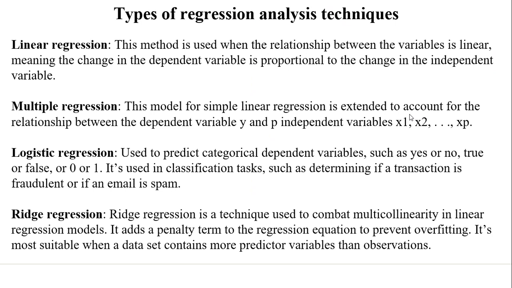We also have multiple regression. This model is an extension of simple linear regression to account for the relationship between the dependent variable y and p independent variables. So this is where we have one dependent variable but multiple what? Independent variables. You can see here we have x1, x2, till xp, nth time, we don't know how many it's going to be. But multiple regression is different from linear regression. Linear regression just has one dependent and one independent. But when you're talking about multiple regression, you have one dependent and multiple independent variables.